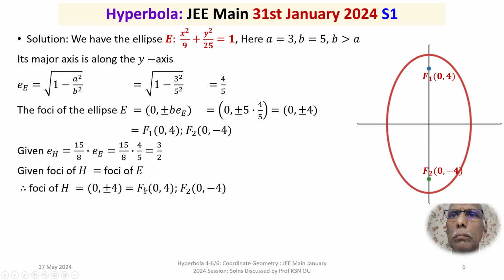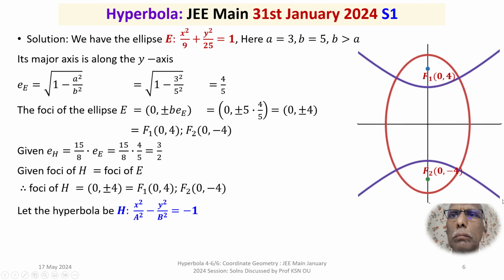Once again, the same foci, F1 0, 4 and F2 0, minus 4. Now look at how the hyperbola will be. Let the hyperbola H be given by x square by capital A square minus y square by capital B square is equal to minus 1. Because the foci are like this, the hyperbola should be like this, and it is this one. This is the hyperbola with the same focus as the ellipse.